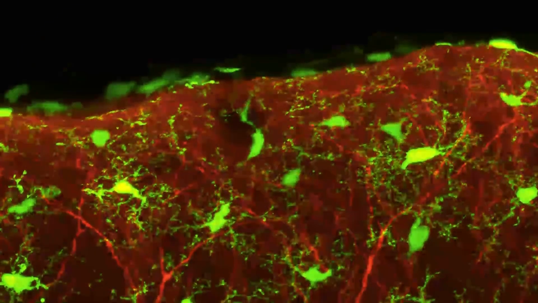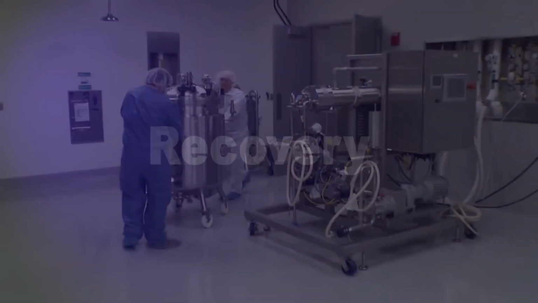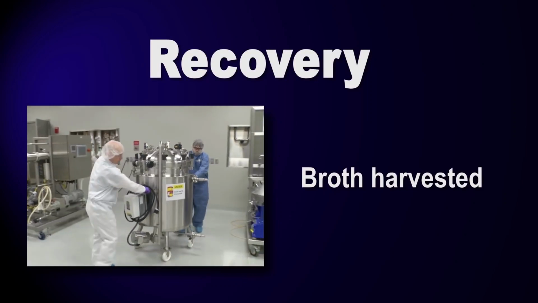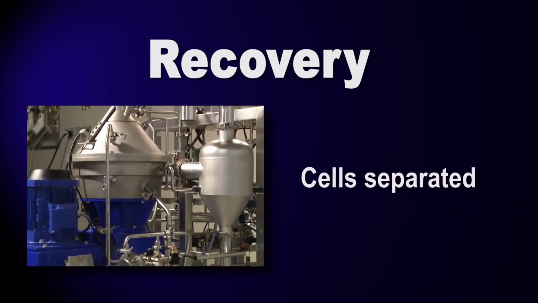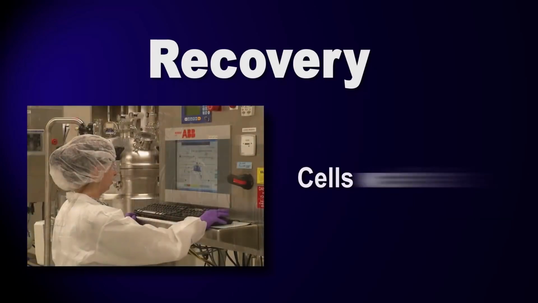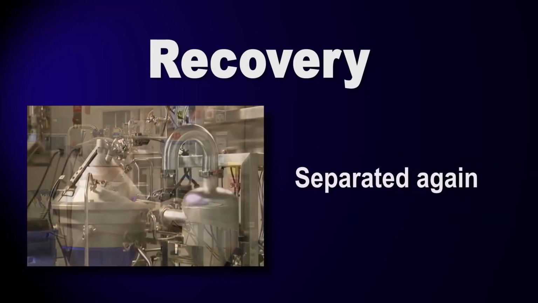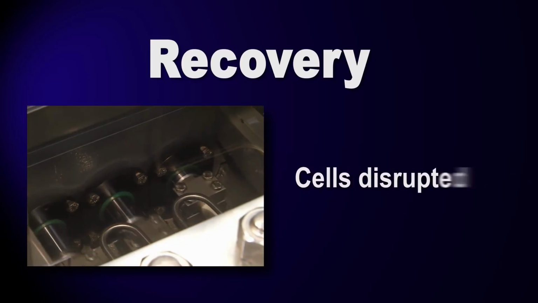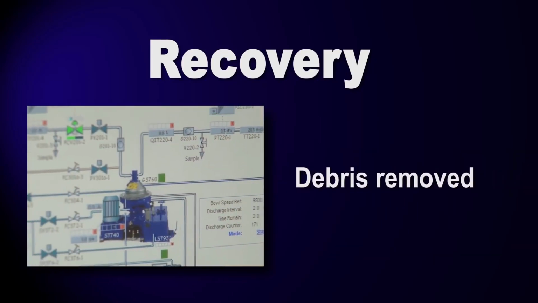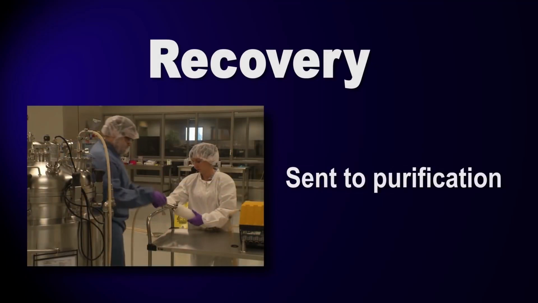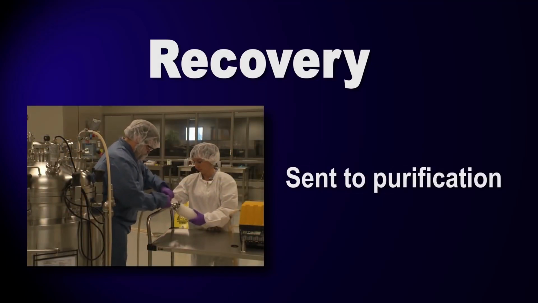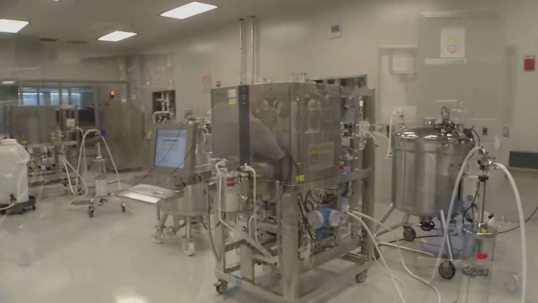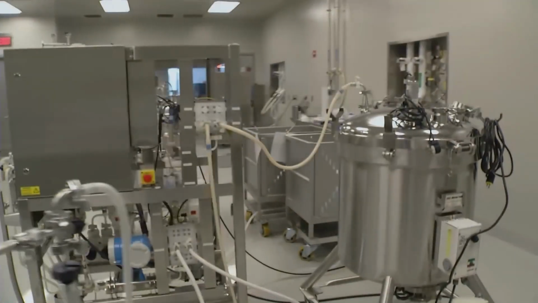So how does recovery work, and how does it fit into the total production flow? Here's a very basic overview. After fermentation is complete, the broth is harvested and sent to recovery. Here, the E. coli host cells are separated from the liquid broth, then suspended in a new solution to wash the cells, separated again, resuspended in a new solution, homogenized to break open the cells. The cell debris is removed. Once recovery is complete, the product is sent to purification to be refined and concentrated. But to really understand recovery, we'll need to closely examine our process so we can appreciate what each step accomplishes and why it's important to the process.